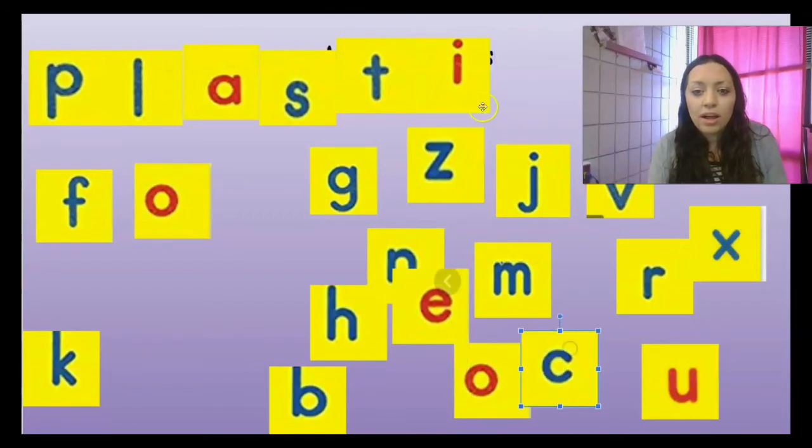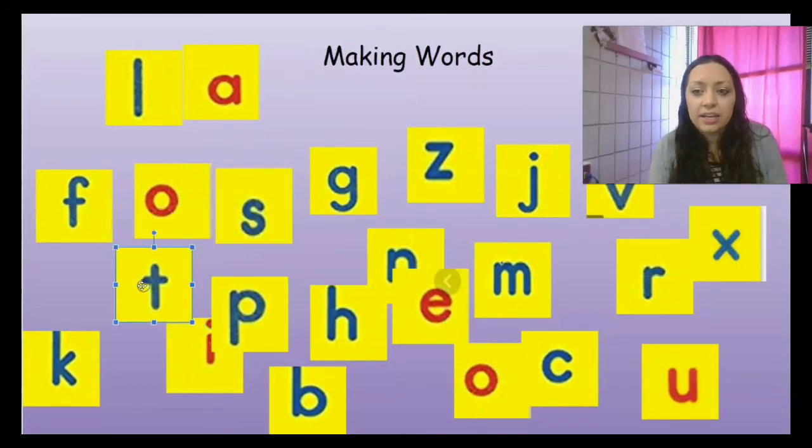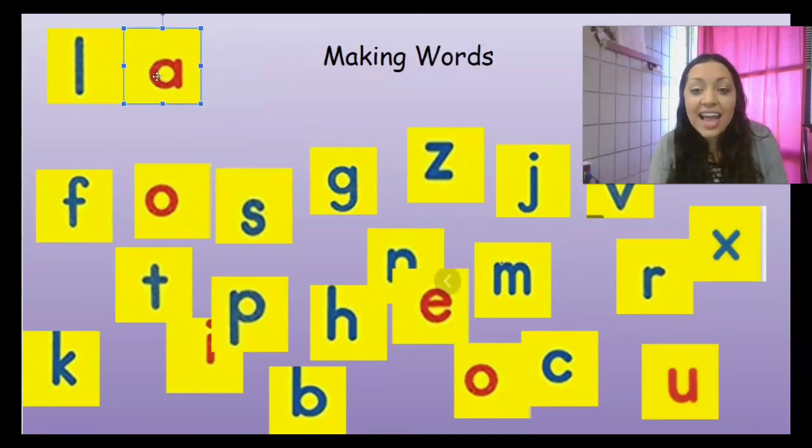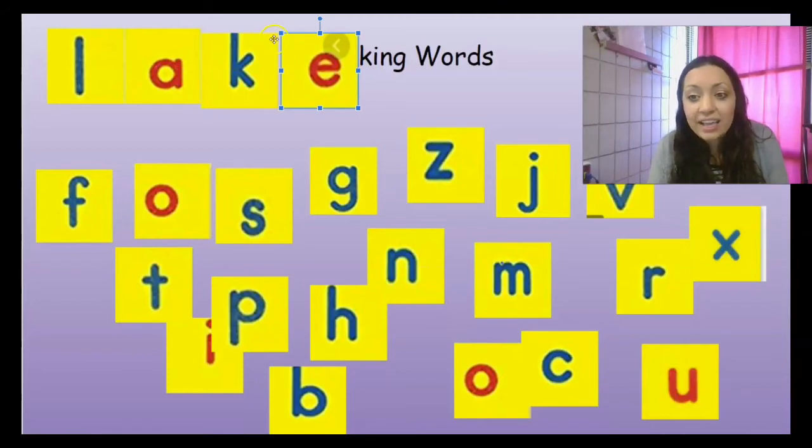Okay, we're going to try one more. Are you ready? I want to make the word lake. Lake. So let's hear what I hear. Well, I already have the L up here. A. That's a long A. Then K. I know it's K, but what else do I need? To make this A long, I need a sneaky E. So remember, after a long vowel, you need that K-E. Okay, so lake. Very good.